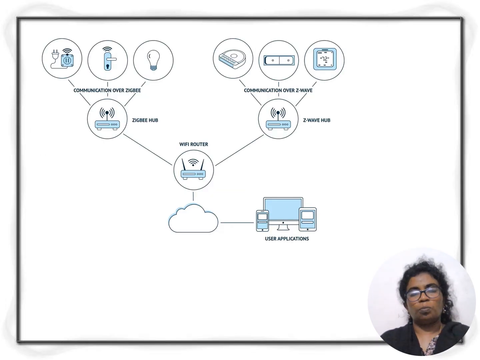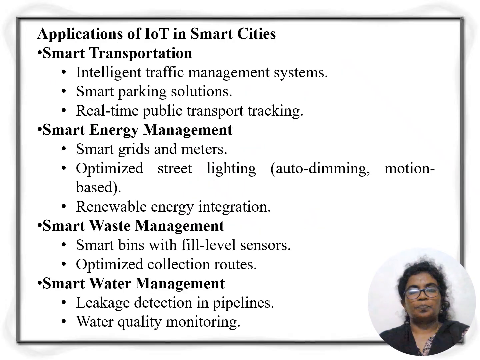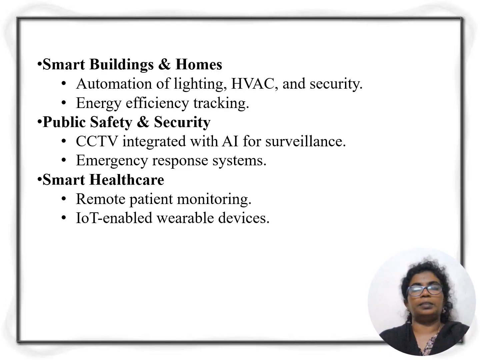So here, so many hubs will be available, a Wi-Fi hub for door lock as well as for smart lighting system, all is possible using this particular data. So many Wi-Fi routers were there. Finally, it will reach the user application using your system. The main applications include smart transportation, smart energy management, smart waste management, smart water management, smart buildings and homes, public safety and security, smart healthcare.